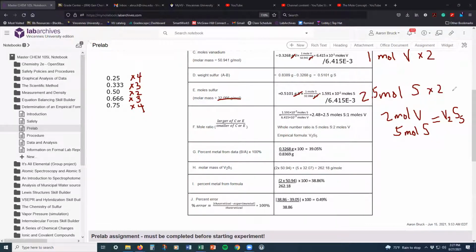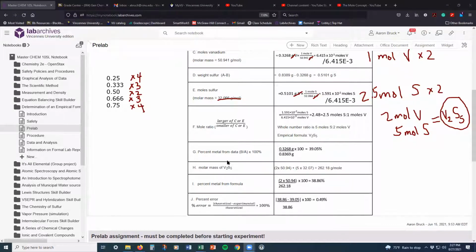And so this is the empirical formula, and this is going to be the base for what we are trying to do in lab. We're going to take copper and sulfur, we're going to react them with each other, we're going to take the mass of the products and the mass of the reactants, and we're going to try to figure out how much reacted and what's left over in that crucible after the reaction has commenced and after it is finished.